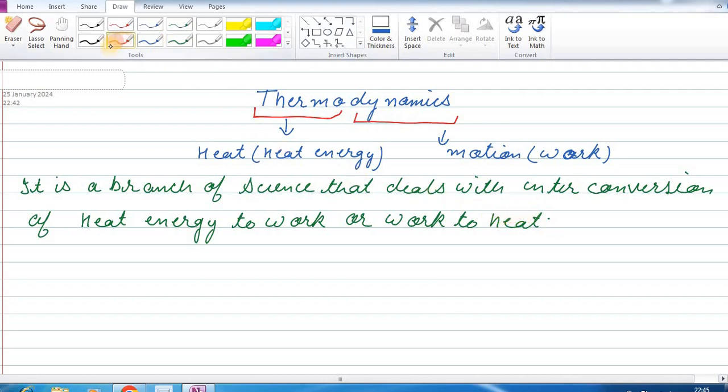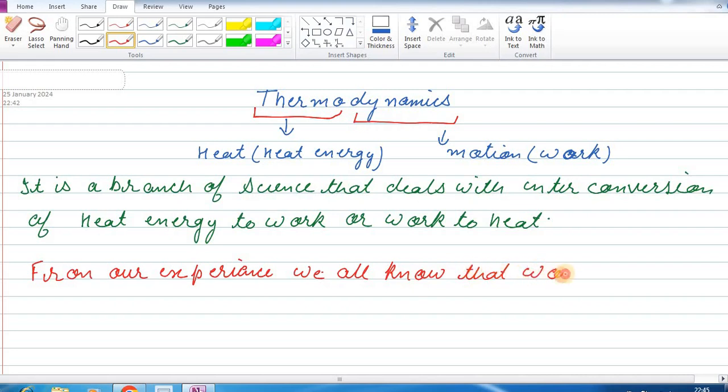There is an interesting fact regarding the origin, the birth of thermodynamics, from our experience. From our experience we all know that work can be converted into heat, that work can be easily converted into heat. How?